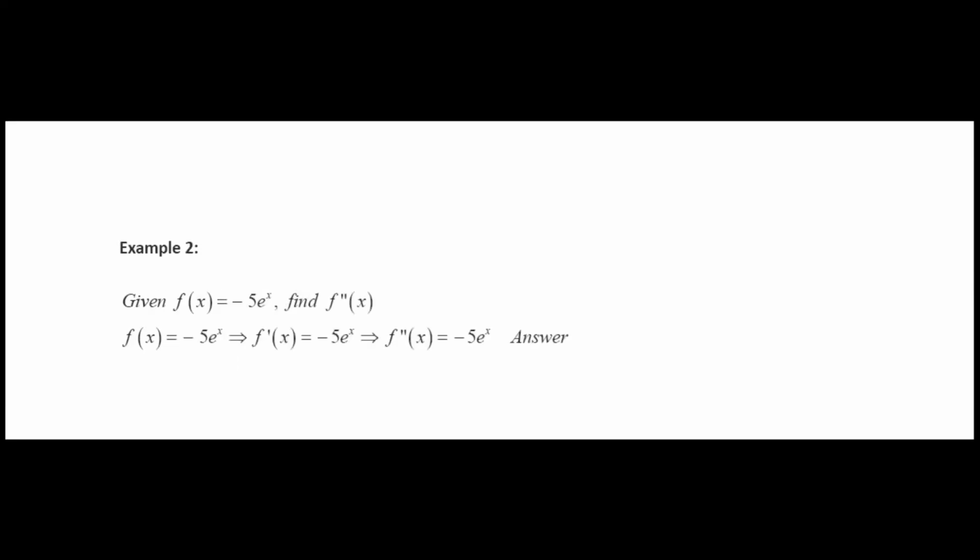Let's look at example 2. f of x is minus 5 e to the x. Find the second derivative. Well, the derivative of minus 5 e to the x is minus 5 times the derivative of e to the x, but the derivative of e to the x is e to the x. And so the first derivative is minus 5 e to the x. And the second derivative is also negative 5 e to the x.